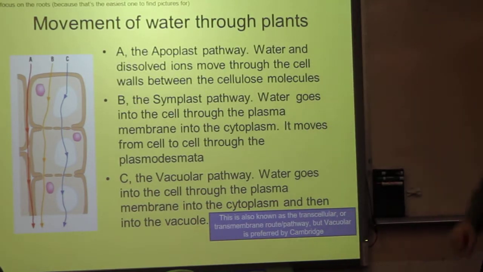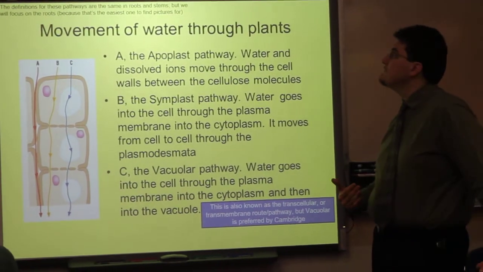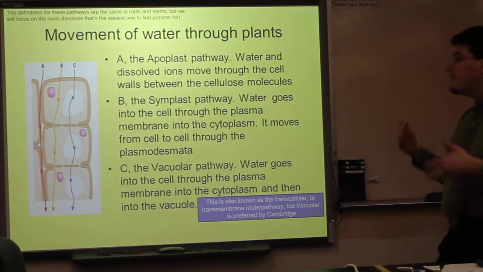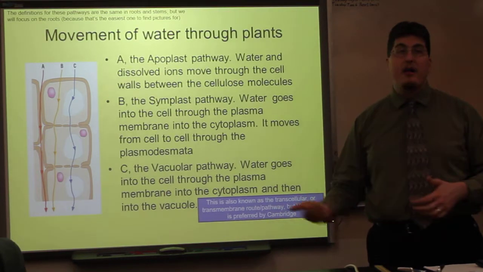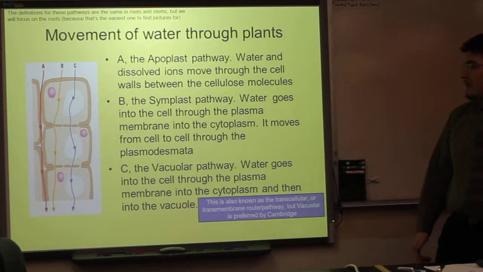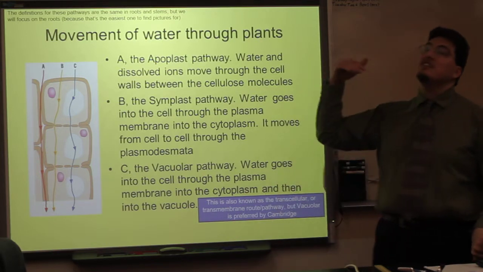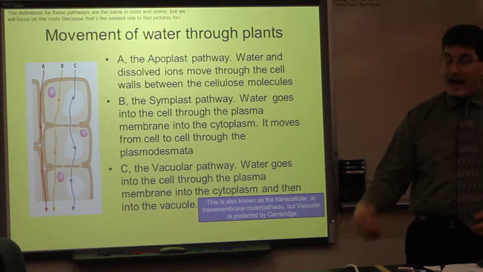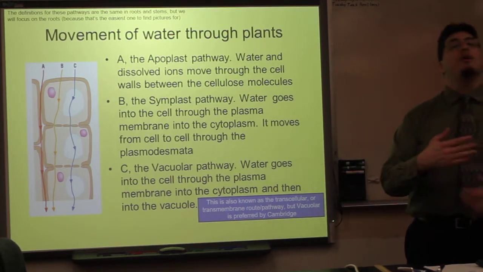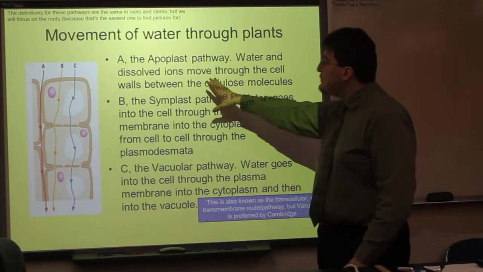Now, the symplast pathway. The symplast pathway is moving with the cytoplasm. Water moves into the cell through the plasma membrane and then moves through the cytoplasm from cell to cell through the plasmodesmata. The vacuolar pathway is where water goes through the cell's plasma membranes into the cytoplasm and then into the vacuole, and then out of the vacuole, and then in through the plasmodesmata, and then into the cytoplasm, and then into the vacuole, then out of the vacuole. Continuing on like this.